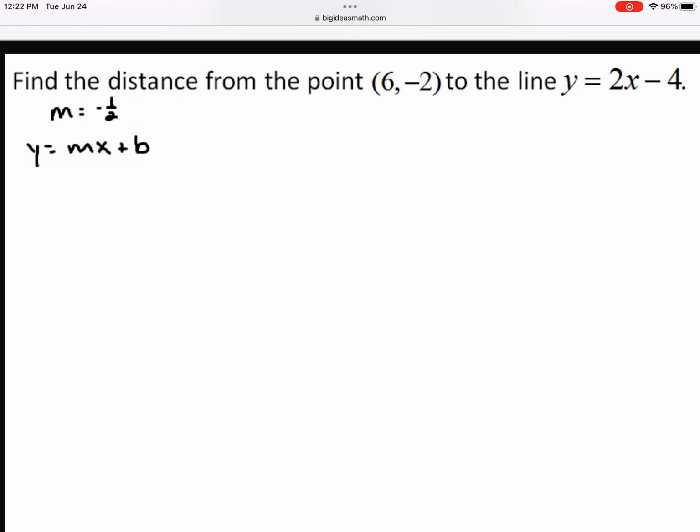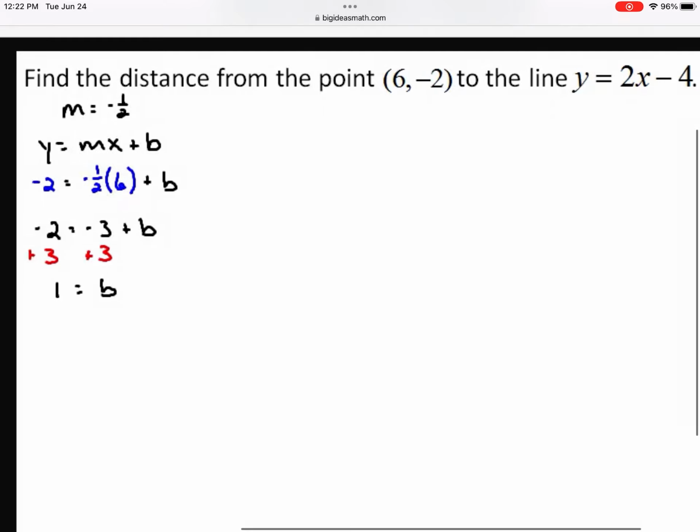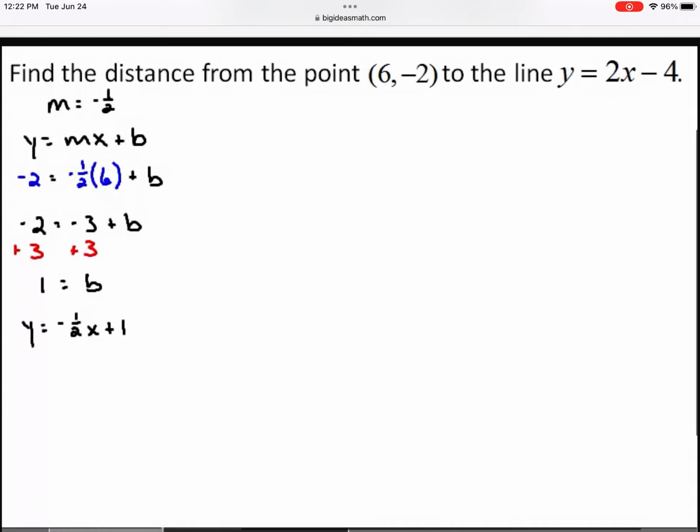Then use the slope-intercept form to find the equation of your perpendicular line. Substitute in the given information, which gives -2 equals -1/2 times 6 plus b. Simplifying gives -2 equals -3 plus b. Adding 3 to each side gives 1 equals b. So the equation of your perpendicular line is y equals -1/2 x plus 1.